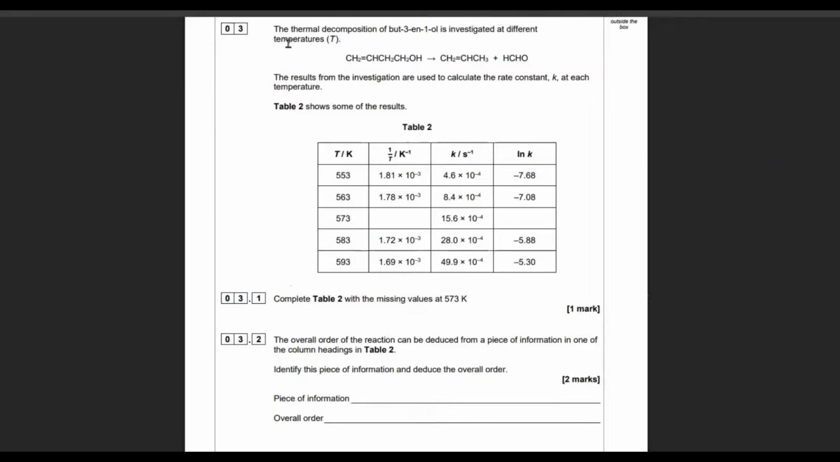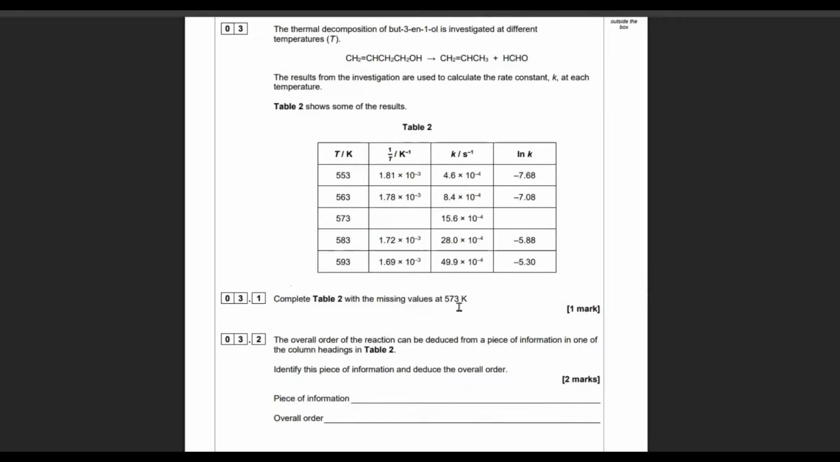Right, I'm going to go through it now. So the thermal decomposition of but-3-en-1-ol is investigated at different temperatures. Here's but-3-en-1-ol. You can see it's breaking down to form an aldehyde, it looks like, and an alkene. The results from this investigation are used to calculate the rate constant K at each temperature. So we've got 553, 563, 573, 583, 593. Table 2 shows some results.